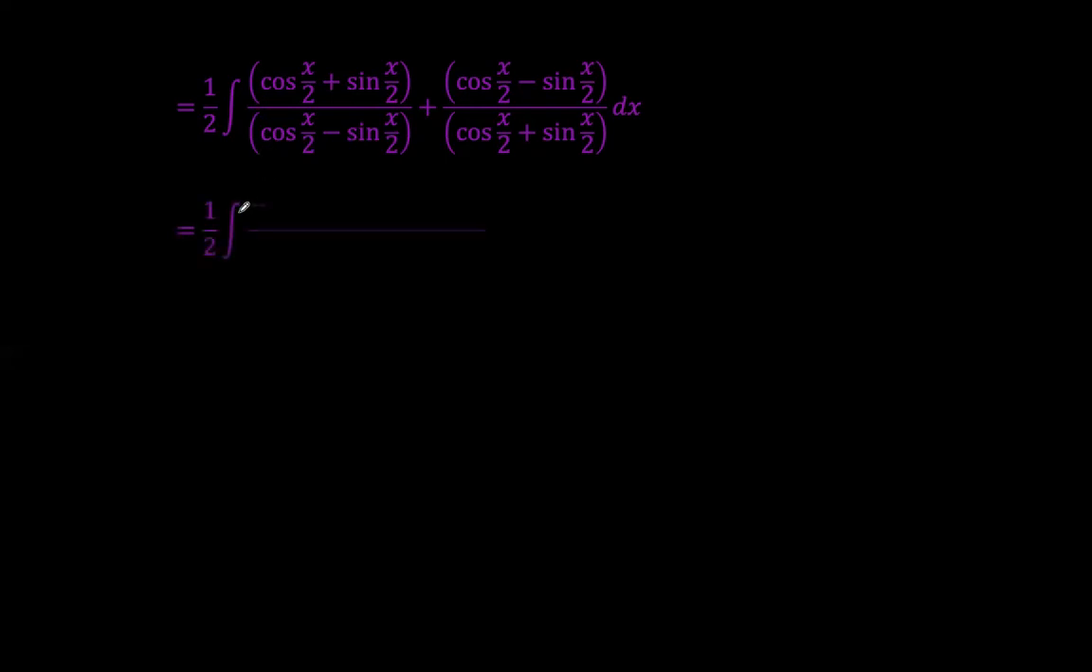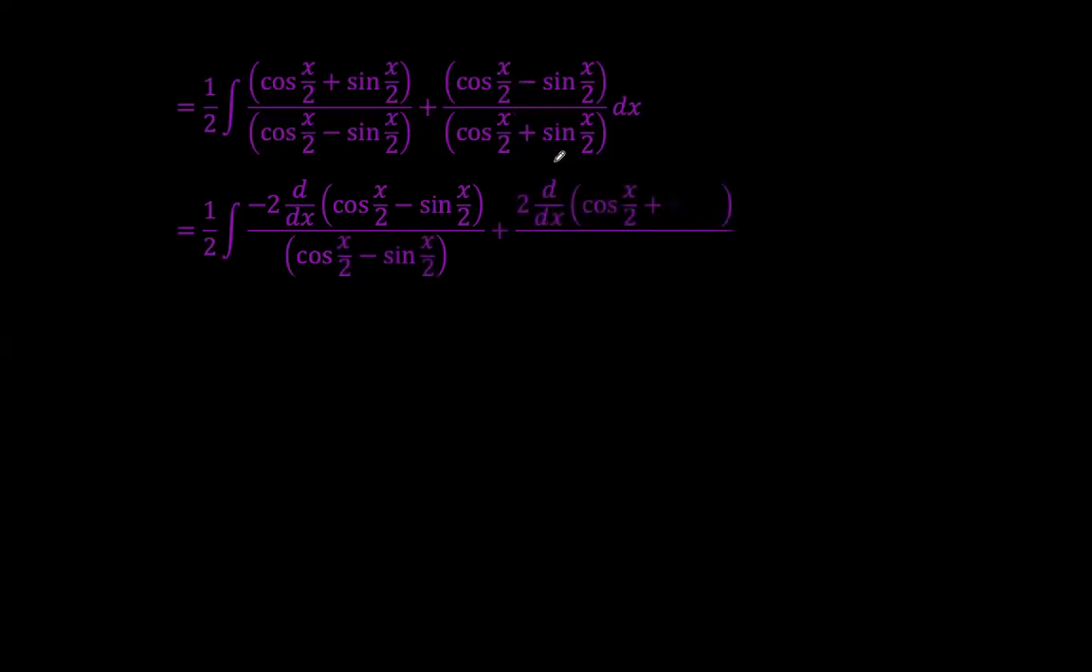So essentially now we have a half the integral of negative 2 times the derivative of cosine x over 2 minus sine x over 2 over our same denominator. And then here, as you can see, the numerator is the same as just twice the derivative of the denominator, right? Because this negative sine x over 2 comes from differentiating this cosine x over 2, then multiplied by 2. And when you differentiate sine x over 2, since the sign doesn't change, it just becomes cosine x over 2, but obviously multiplied by 2.